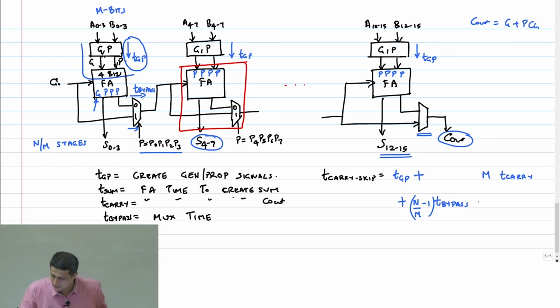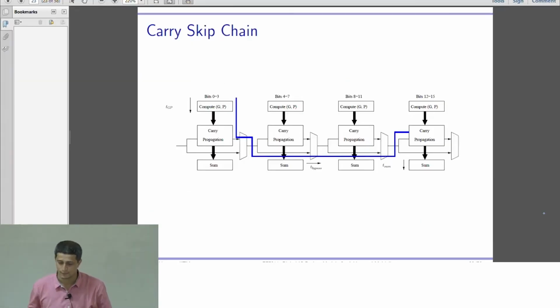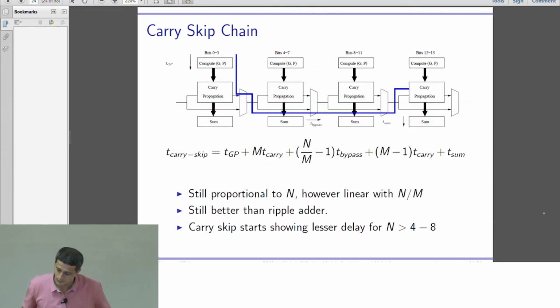Plus now the last stage has to be what? Yeah, M minus 1 T carry plus T sum. Now we'll check if we are right. Yes, TGP plus M T carry plus N minus M by M minus 1 T bypass plus M minus 1 T carry plus T sum.